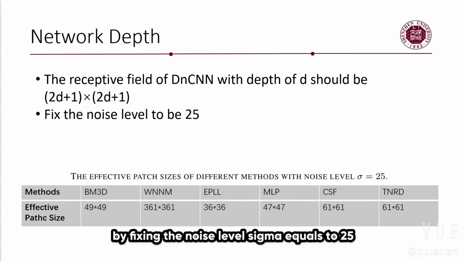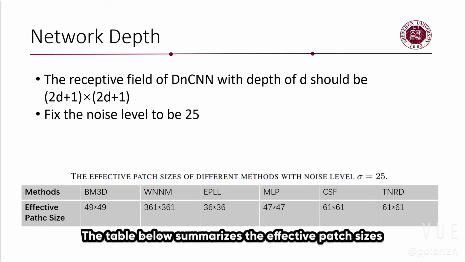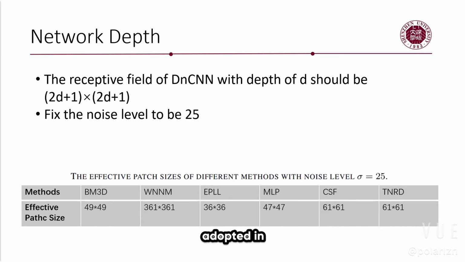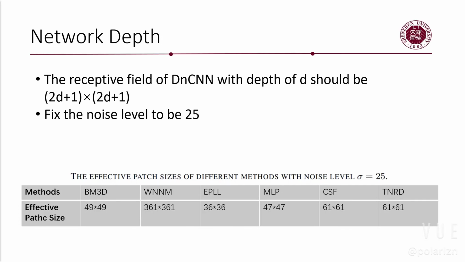By fixing the noise level sigma equals 25, we analyze the effective patch size of several leading denoising methods to guide the depth design of our model. The table below summarizes the effective patch size adopted in different methods with sigma equals 25. It can be seen that the effective patch size used in EPLL is the smallest.